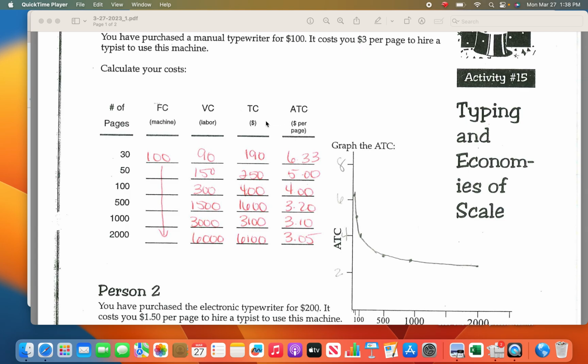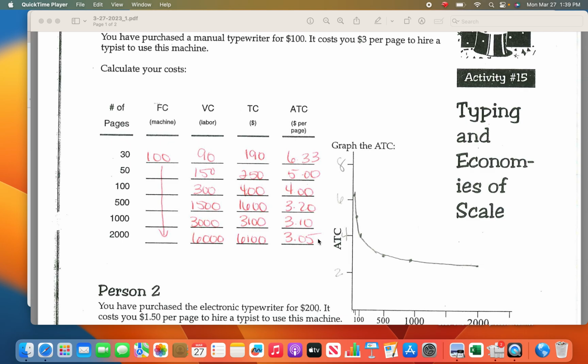Our total costs are our fixed cost plus variable cost. So if we add the machine plus the variable cost, we're able to get our total cost column. So for economies of scale, what we need to look at is the average total cost. And economies of scale means that as your business gets bigger, as the scale or the size of your business gets bigger and you are producing more and more units, the cost per unit goes down.